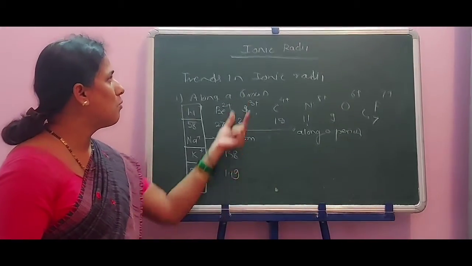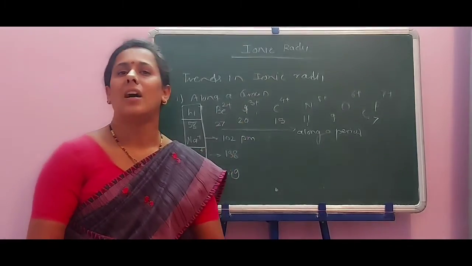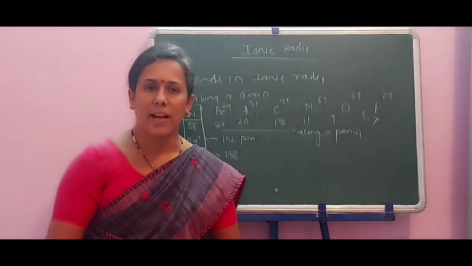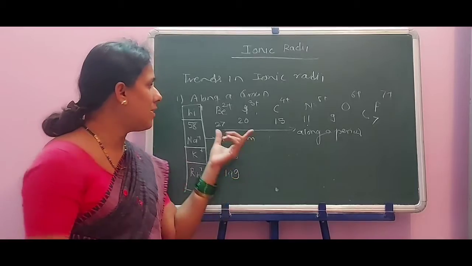Thus, we have discussed here ionic radii, the radius of a cation, the radius of an anion and the trends in the periodic table.